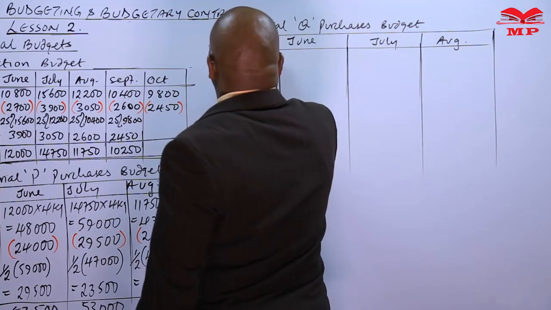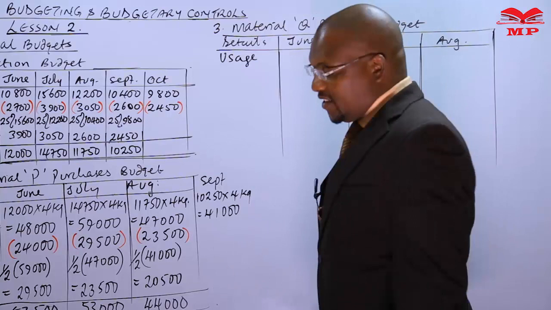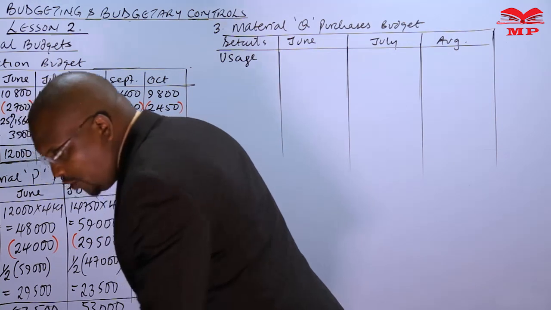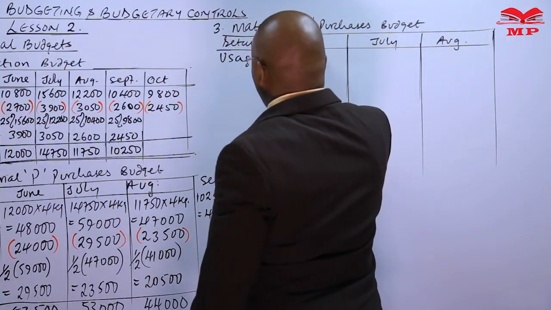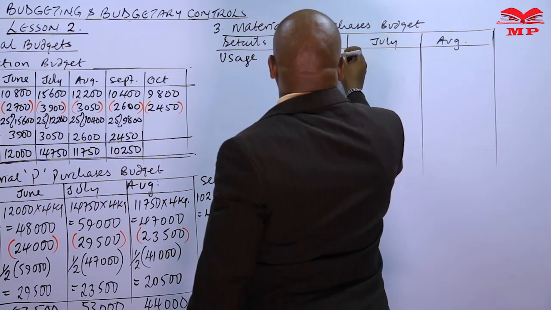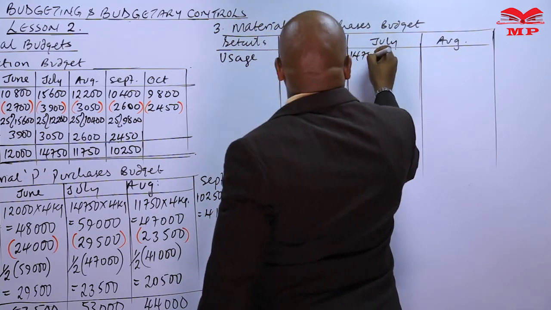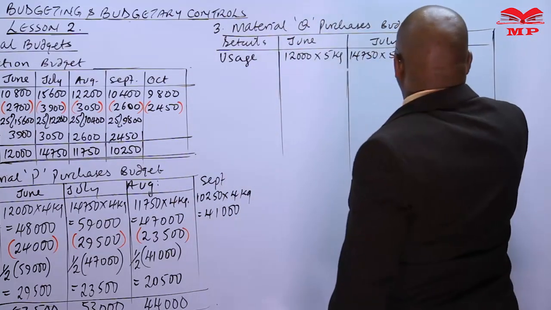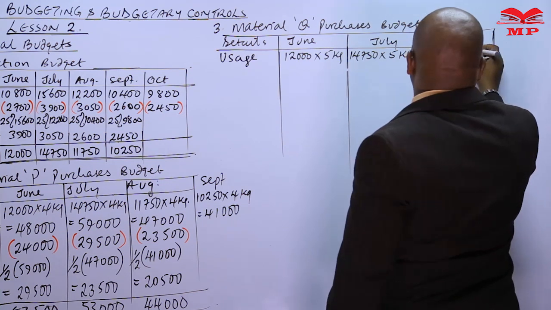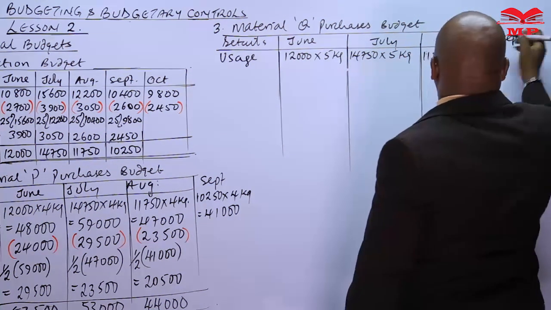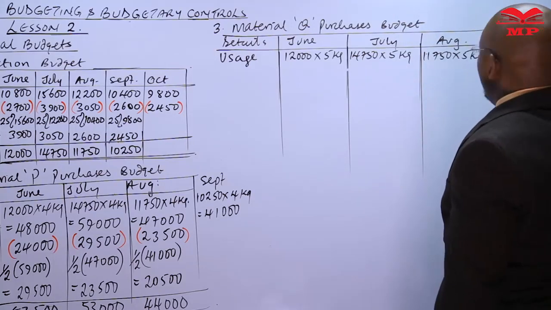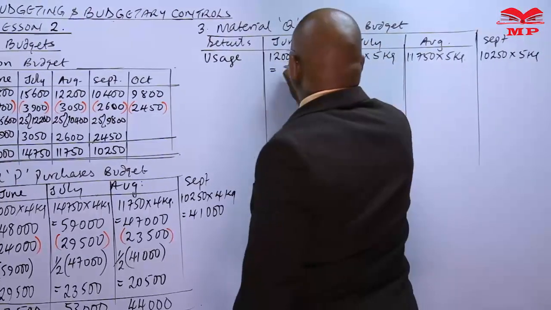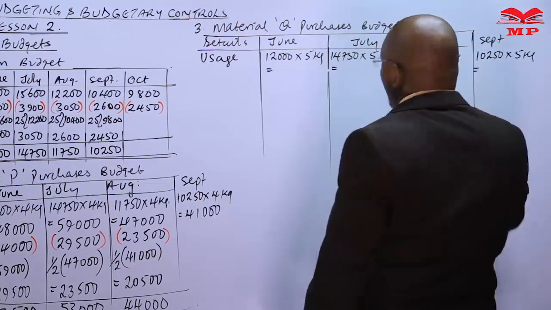So usage shall be, as we have done in material P, this time material Q is used as 5 kgs. So we are going to have the requirement of 12,000, but now times 5 kgs. This is 14,750 times 5 kgs, and this is 11,750 times 5 kgs. Remember, even September we require just because of our working, so we require 10,250 times 5 kgs. So that now we can have the total materials used or required to be used.